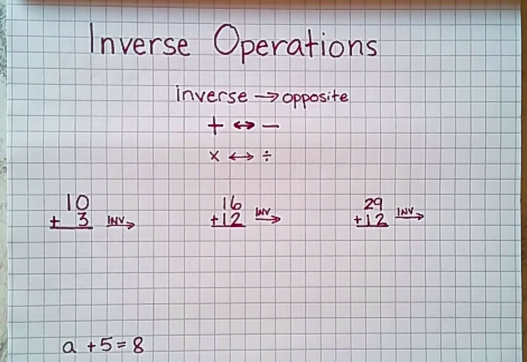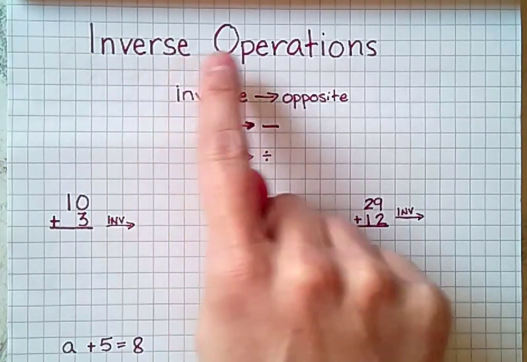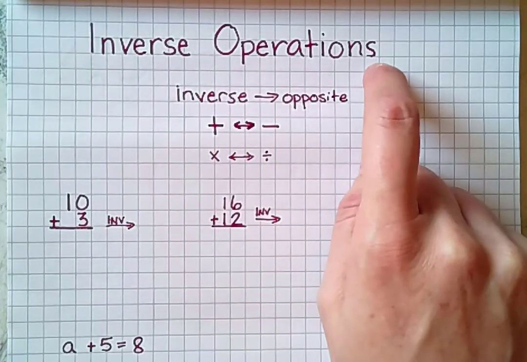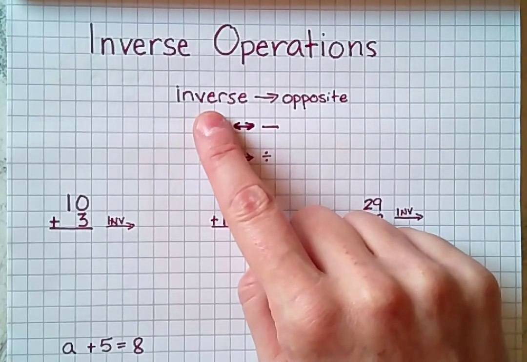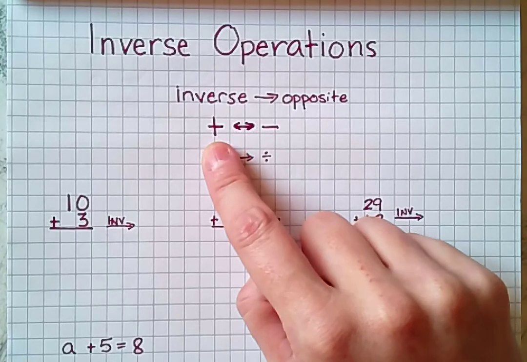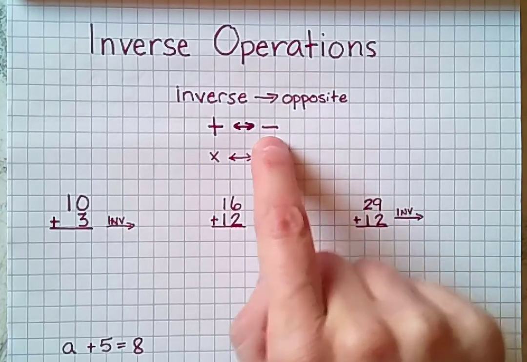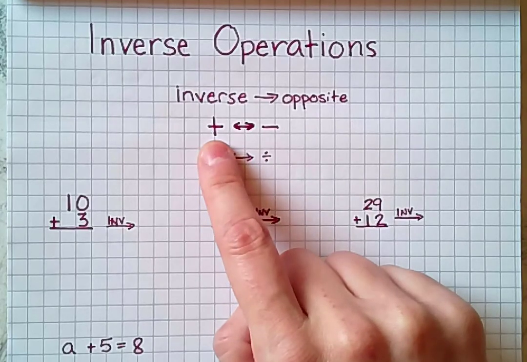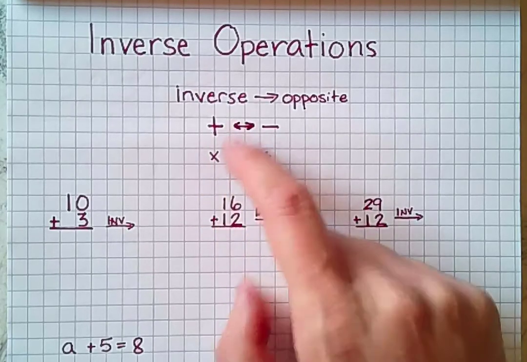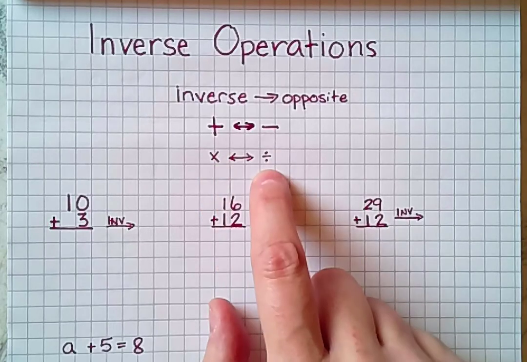So let's talk about the word inverse and operations. So inverse simply means the opposite. So the inverse of addition is subtraction. What that means is subtraction undoes your addition. We'll talk about that in a minute. And because we'll be starting multiplication soon, it's important to know that the inverse of multiplication is division.